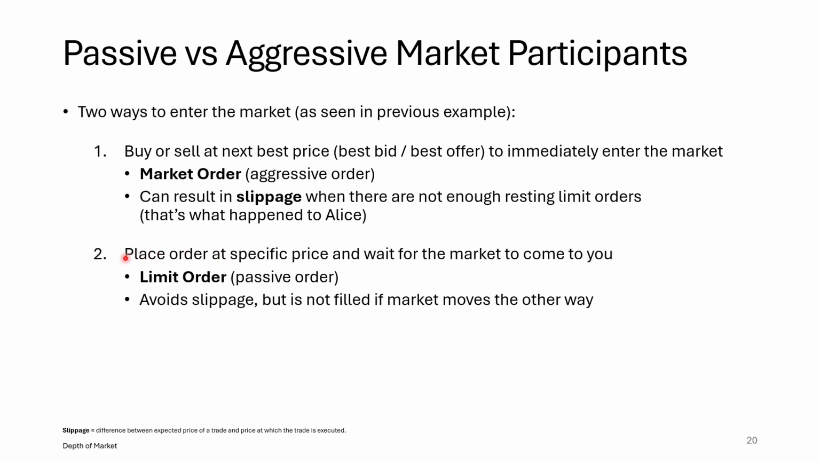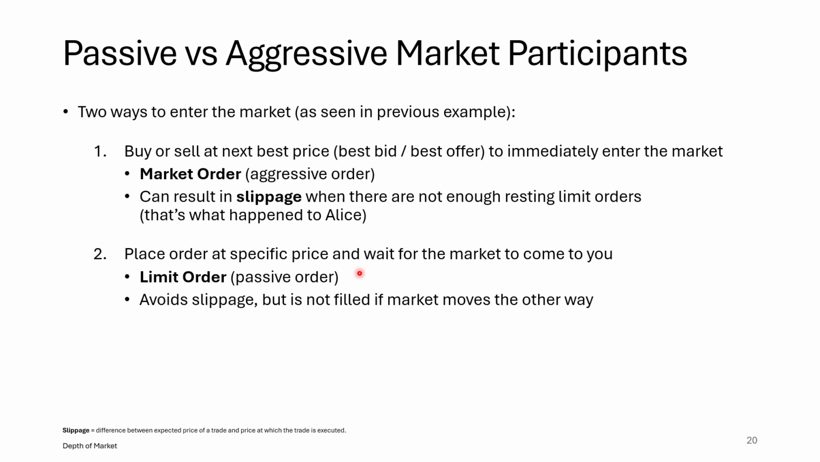Then the second option is to place an order at a specific price and then wait for the market to come to you. This can be a reasonable option when you say, I want to be in the market, but not at the current price. I want to wait for a better price. So that means if you want to buy the market, you place a so-called limit order or passive order below the current price.